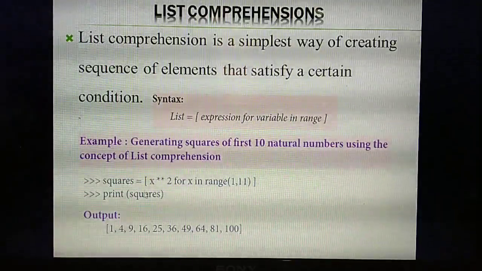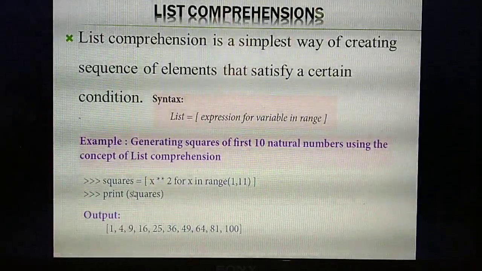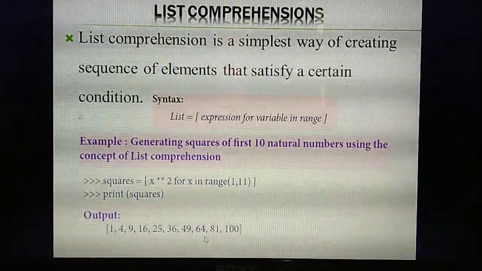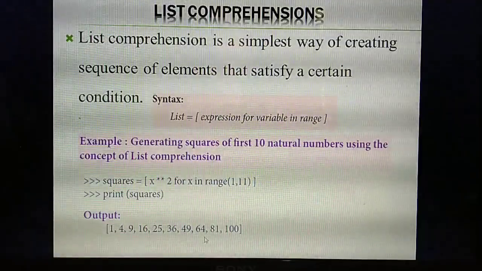Understand? So next you need to print this list. Print squares. See this output. The last program is done; the same output you need to get in a single line, within the list.